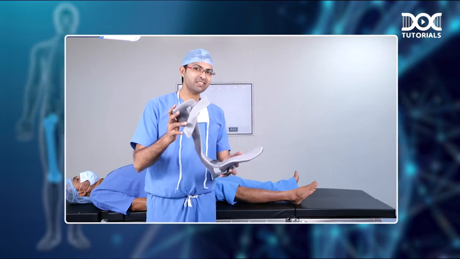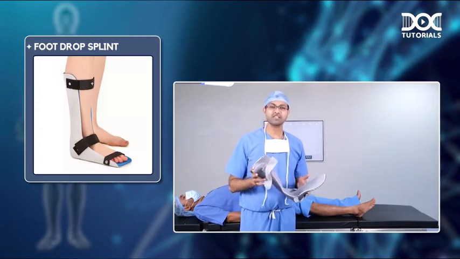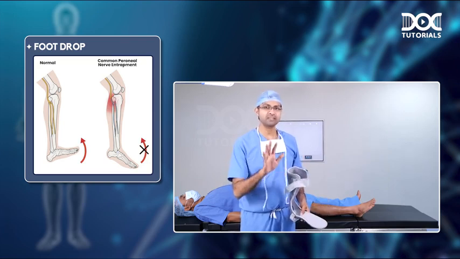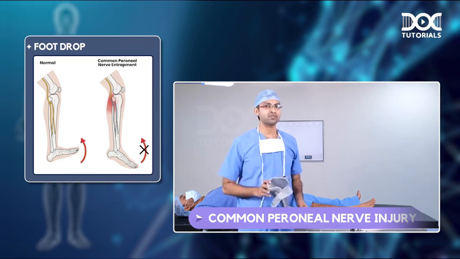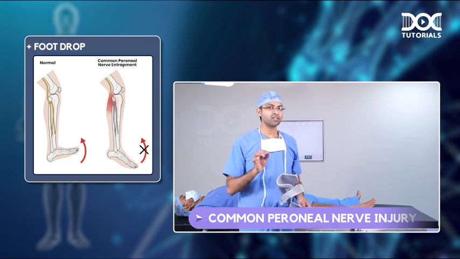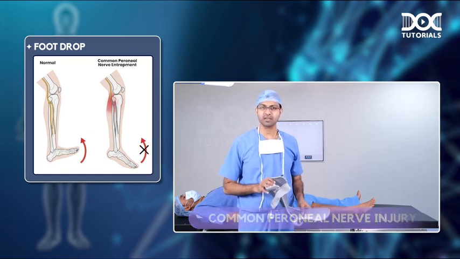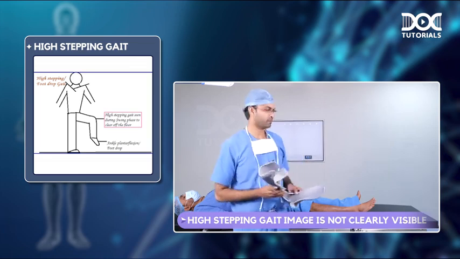Now what splint is this? This is your foot drop splint, isn't it? Which is used in which condition? Obviously foot drop. Foot drop is what? The inability to dorsiflex the ankle, which is seen in common peroneal nerve injuries. So CPN injuries, you often get your foot drop, and the characteristic gait in a foot drop patient is what? High stepping gait. So in this condition we use the foot drop splint.